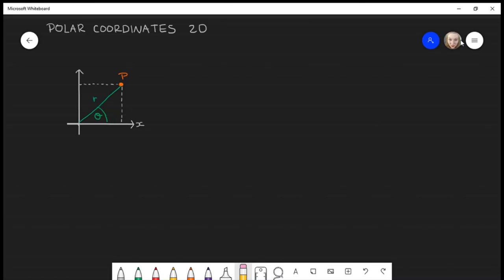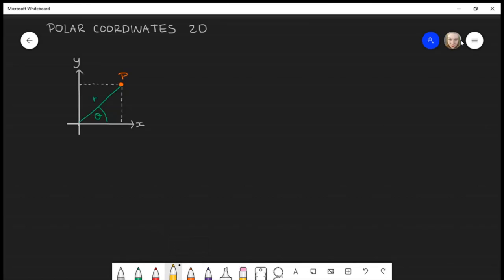Another reason why polar coordinates are useful is because not every function can be easily expressed in Cartesian coordinates, but in polar coordinates, certain expressions can be. In this video, I'm going to be showing you how you can convert from Cartesian coordinates into polar coordinates and the inverse functions as well.